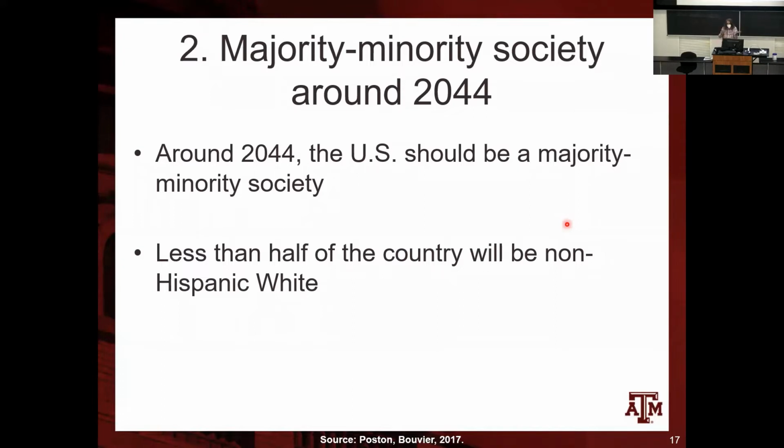And the exact number, the exact year, we don't know for sure, because these are all based on projections, and projections are an approximation, and different studies might have different years. But overall, what you see is an increase in diversity in the country, and then less than half of the country will be non-Hispanic white in the next decades. And as I emphasized already before, this term, majority-minority society, is controversial because you're just putting together in one group all people who are not non-Hispanic white, compared to the size of the group that's non-Hispanic white.